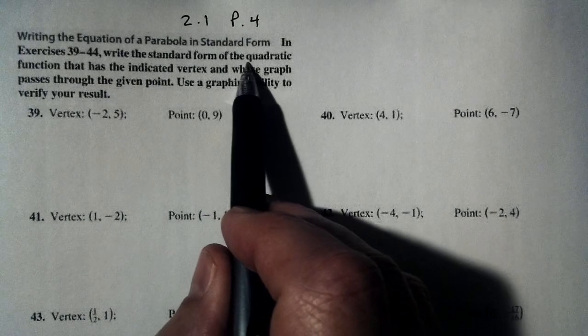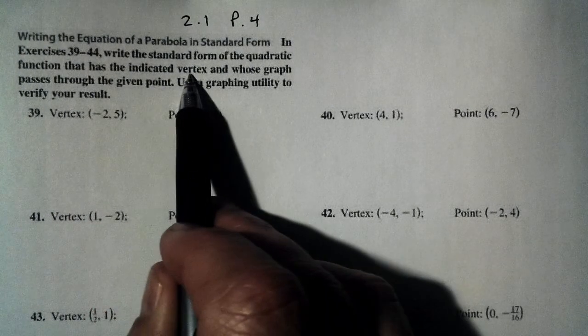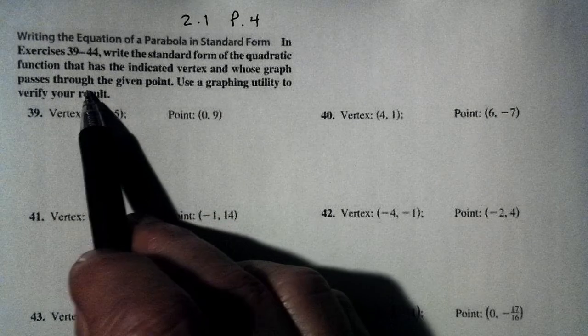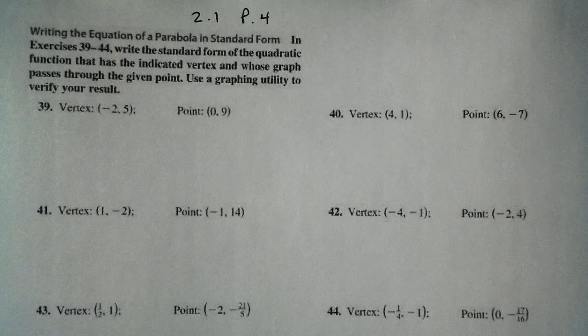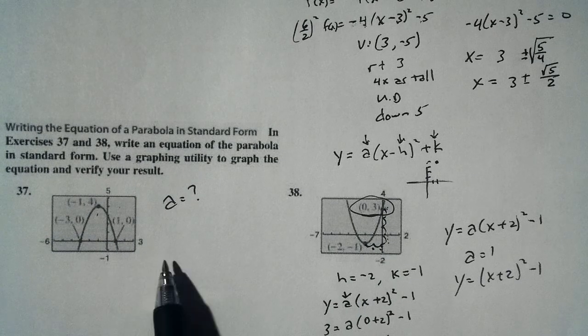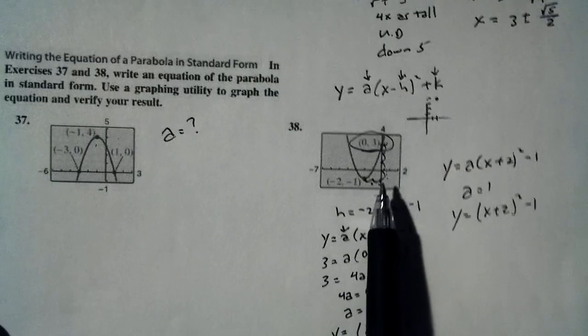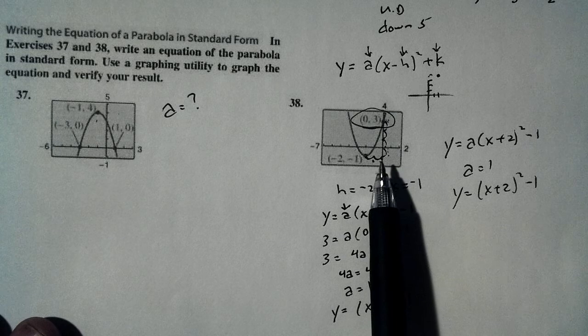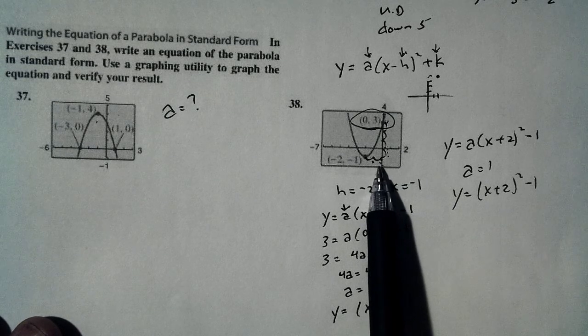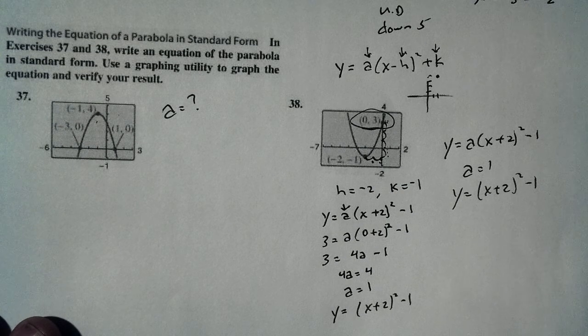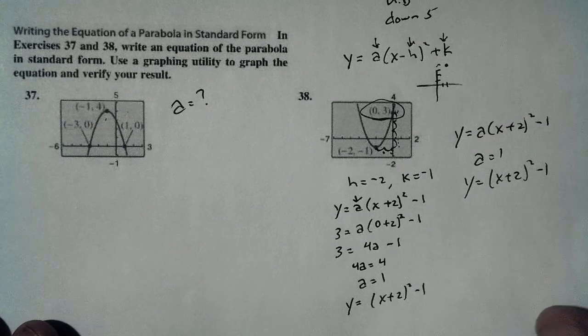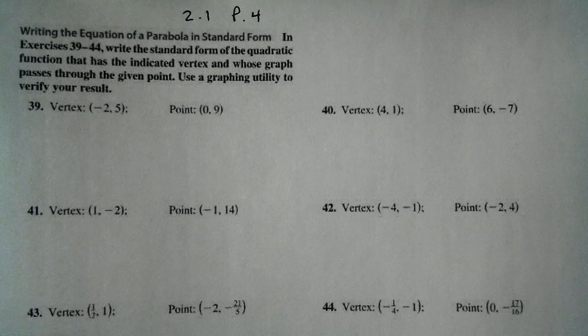Write the standard form of the equation of the function that has the indicated vertex and whose graph passes through the given point. And that is really like what we were just talking about on 37 and doing on 38. And I actually did those two different ways, the way the book might intend for you to do it and the way I might do it myself. And you can take your pick. I'm going to show you both of those methods for number 40.